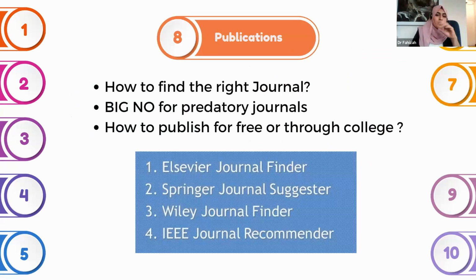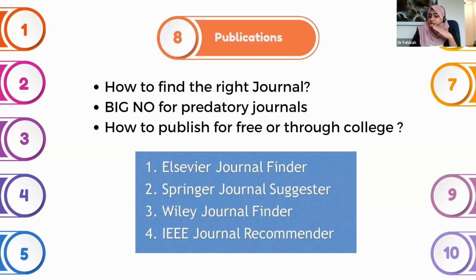Publication. This is one more thing. How do I find the right publication? This is a point where I used to frequently get stuck. But we have something called Elsevier Journal Finder, Journal Suggester, and Wiley Journal Finder, Journal Recommender. You can put in your title, make a small summary and keep it ready. When that is ready, you can just put it into these, and they will list which journals are most relevant to it.